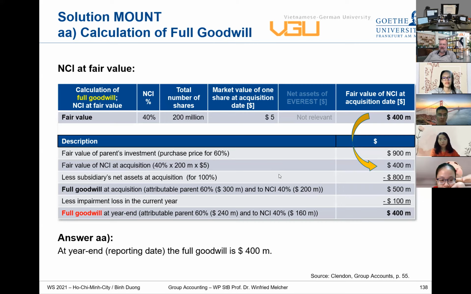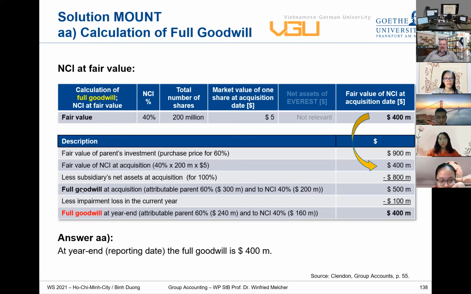And then we can deduct 100% of the net assets. These two numbers have the same relationship. They relate to 100% of either net assets or assets. Then we deduct this 800 from the 1300, and we will have a full goodwill at acquisition attributable to the parent 60% and to the non-controlling interest 40%. Now, why will we call this full goodwill?